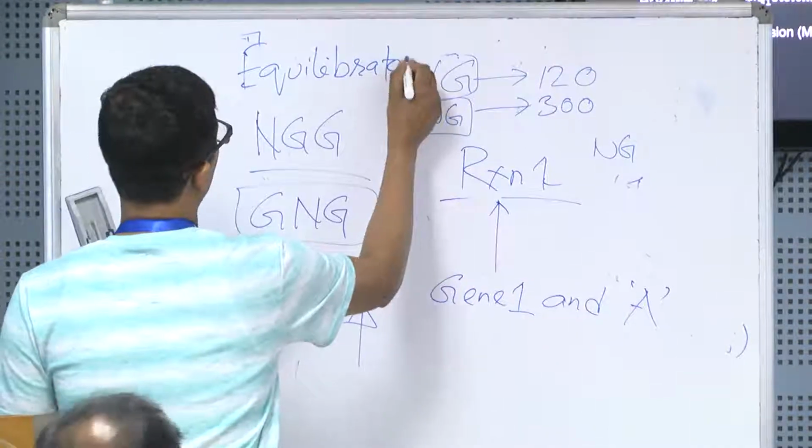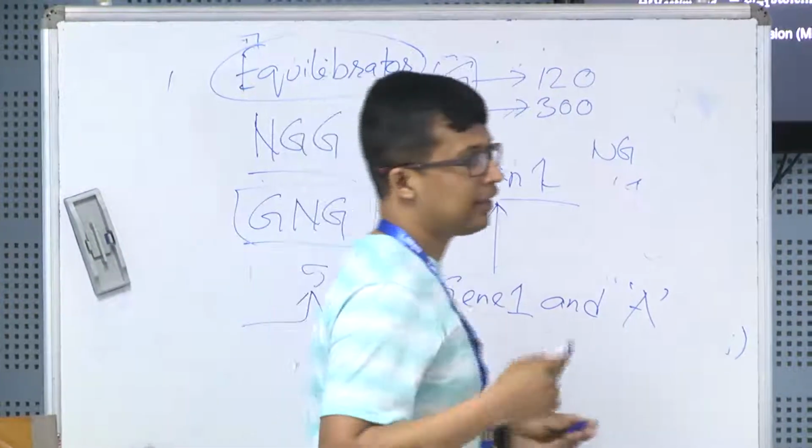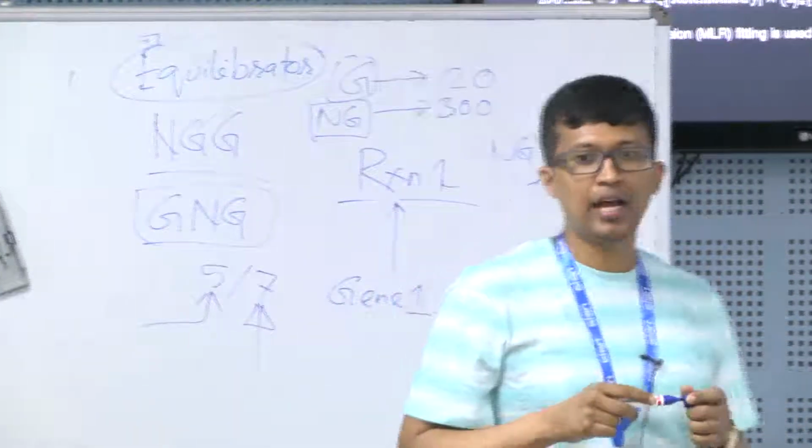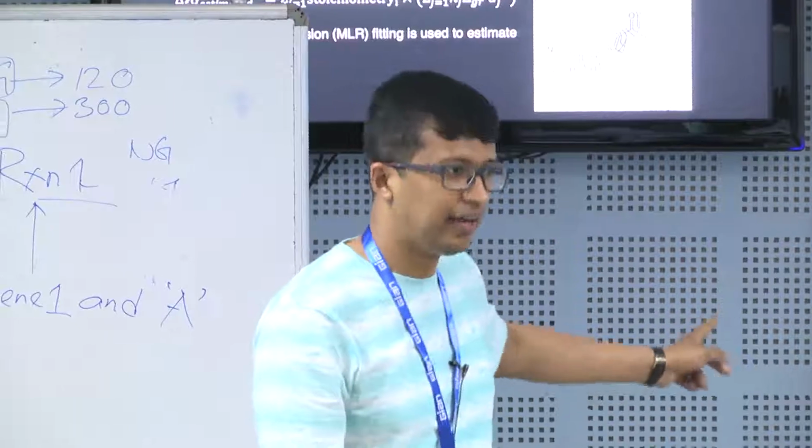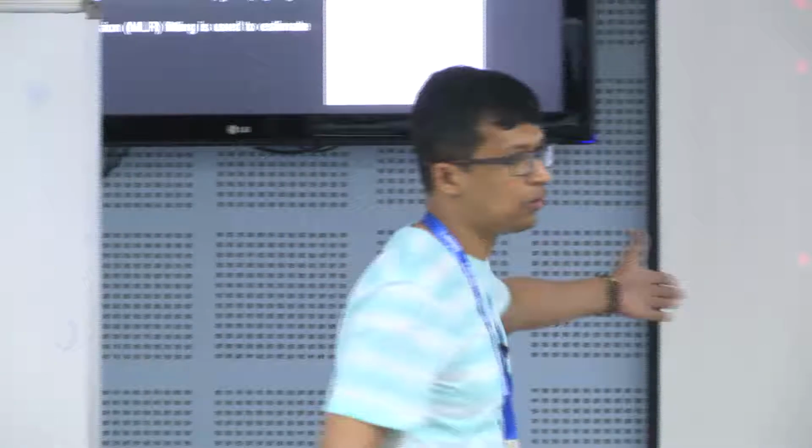So if you look for equilibrator, you can find the database. There you can just plug in the reaction of your interest, and it can predict these values for you. But again, you need to understand it will be based on the group contribution method.